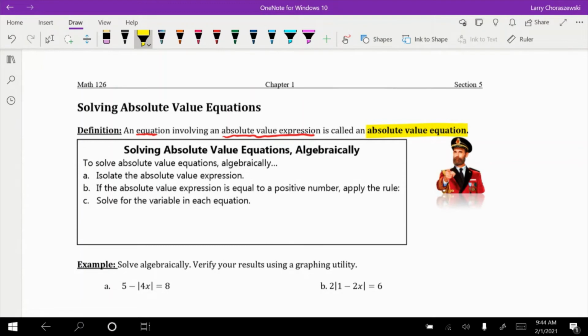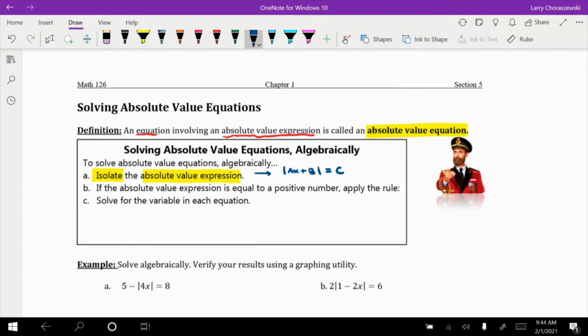But to start things out, to solve absolute value equations algebraically, it's very similar to what we were doing with the radical equations. We isolate, in this case, the absolute value expression. Okay, so we want to get the equation to look like the absolute value of, let's say, an expression ax plus b equals, say, a number c.